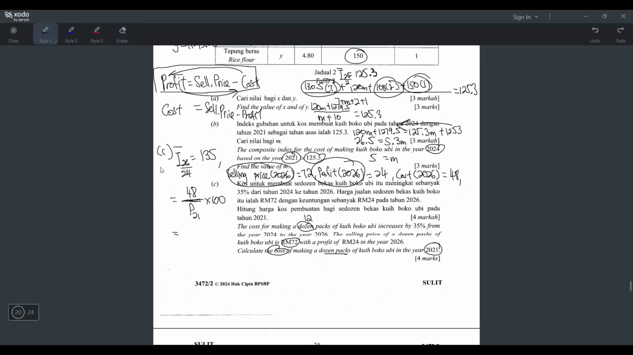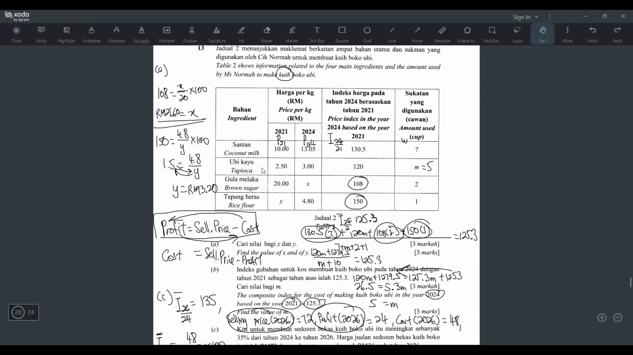Now I want to ask you, what I do I have to put in here? Tell me the year first. The year has to be what? It has to match this year also, which is 26 over 21, right? And it also has to be the composite index. It's not just the I for 26 21, but it has to be the composite index for 26 21, because these are all cost of kueh ubi. So you have to take the composite index, right?